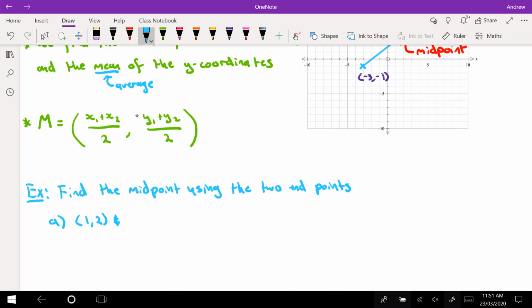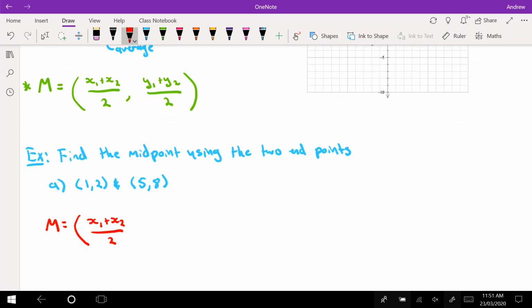1, 2, and 5, 8. So we have a line segment connected from those 2 points. We know that the midpoint is x1 plus x2 over 2, y1 plus y2 over 2.